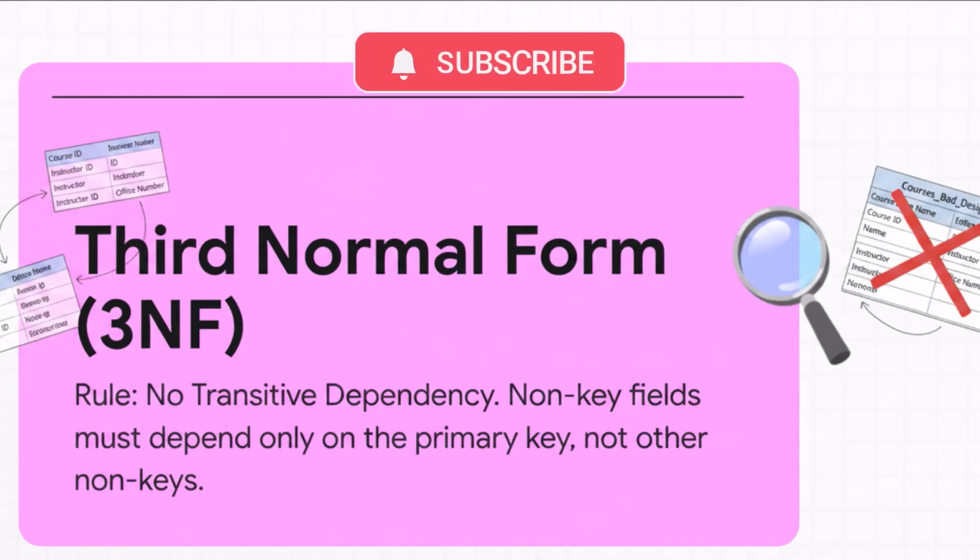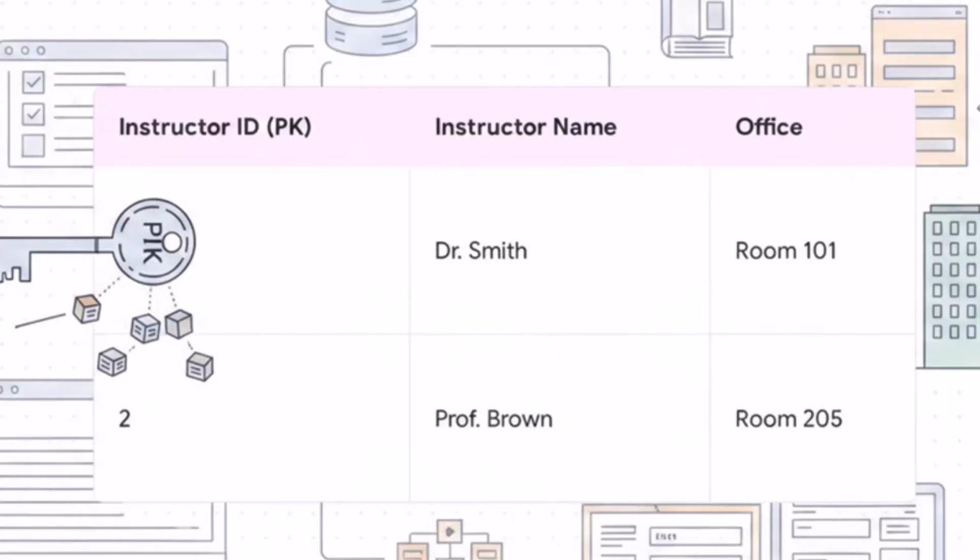So, for example, if we had stored the instructor's office number inside the courses table, well, the office number really depends on the instructor, right? Not the course. That's a transitive dependency, and 3NF tells us we've got to move it out. And the solution should look pretty familiar by now.